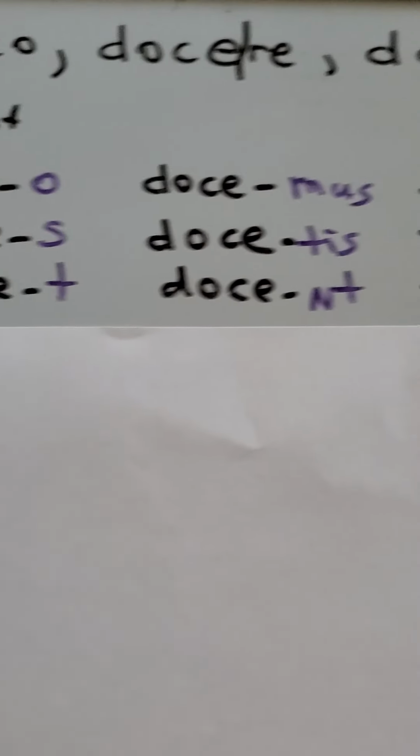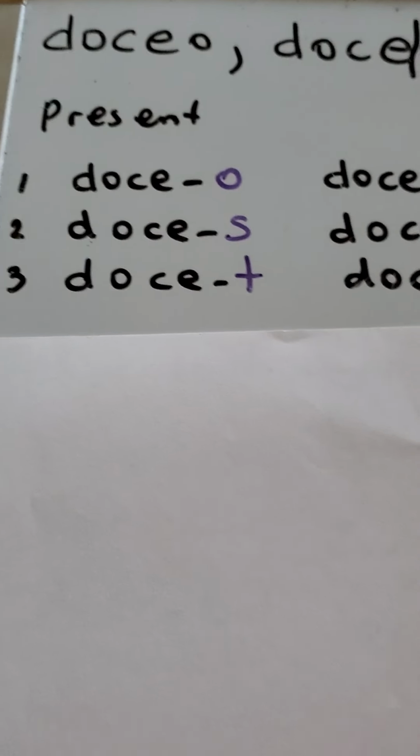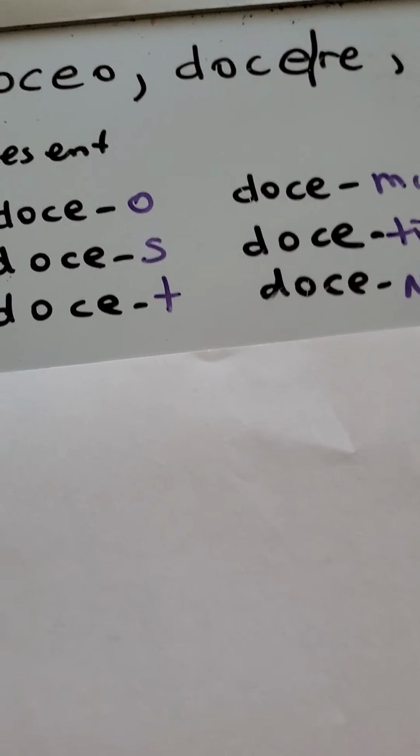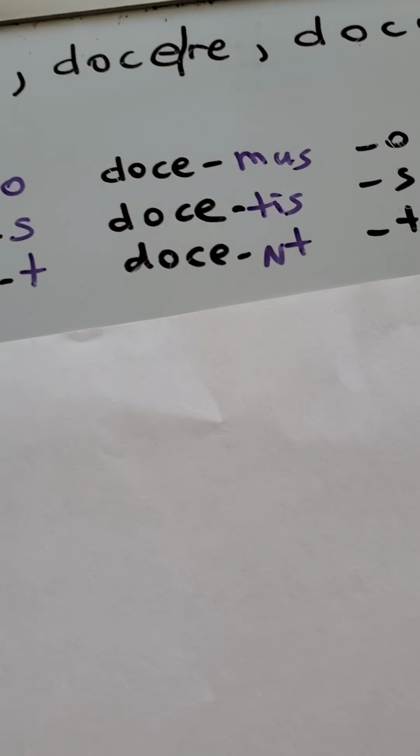There's the present tense, and our endings are o, s, t, mus, tis, nt. We just attach them to the stem. We've already learned that. That's very straightforward. Doceo, doces, docet, docemus, docetis, docent.